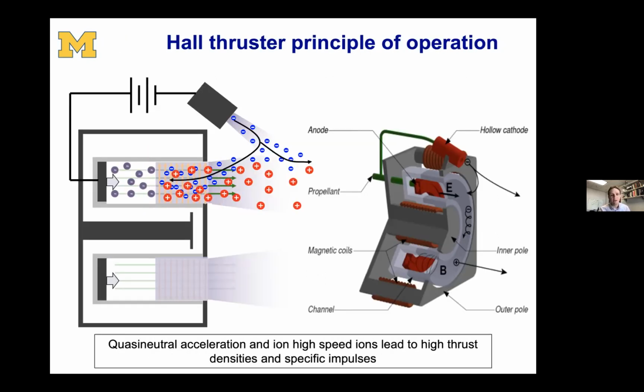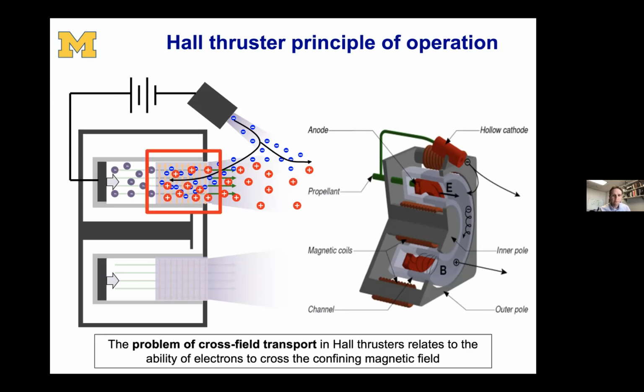So in terms of advantages, this device, because it's quasi-neutral, as I alluded to earlier, can produce relatively high thrust densities, high thrust per unit area. At the same time, because its acceleration of the ions is directly linked to that applied potential, it has variable exhaust velocity and specific impulse, which in turn translates to the ability to save in terms of the propellant mass budget for your spacecraft.